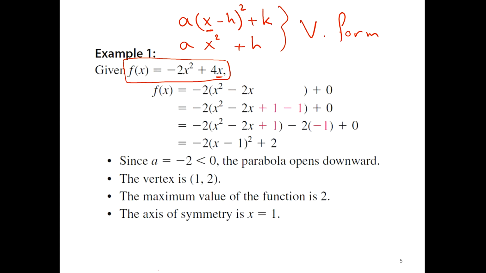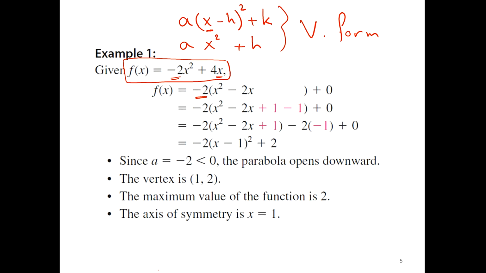Now, if we need to convert this quadratic function to vertex form, we must complete the square. Find the complete square. First step, take the coefficient of x square as a common factor.